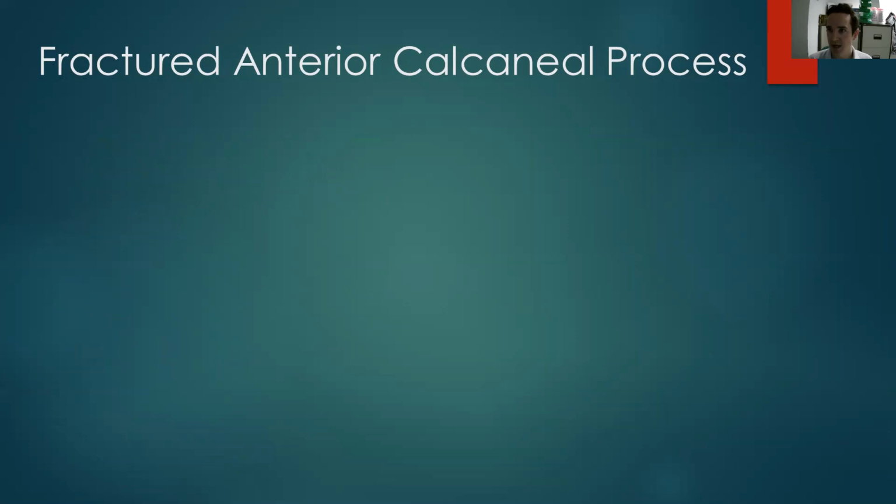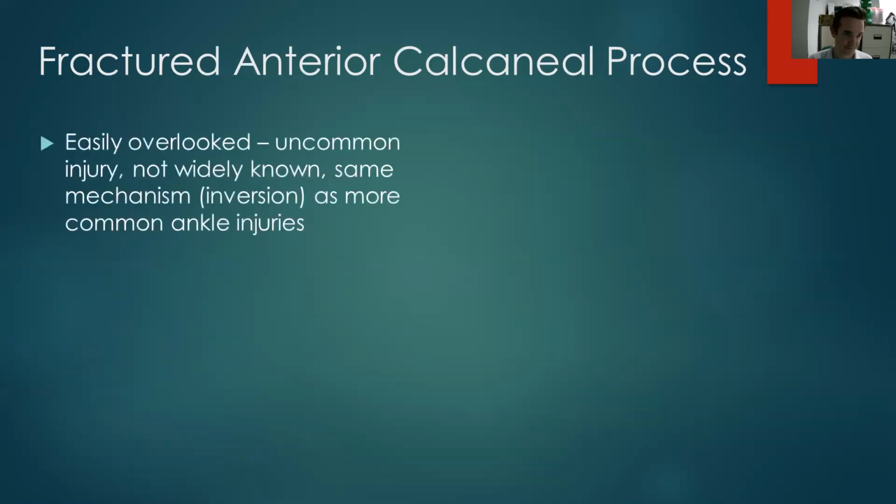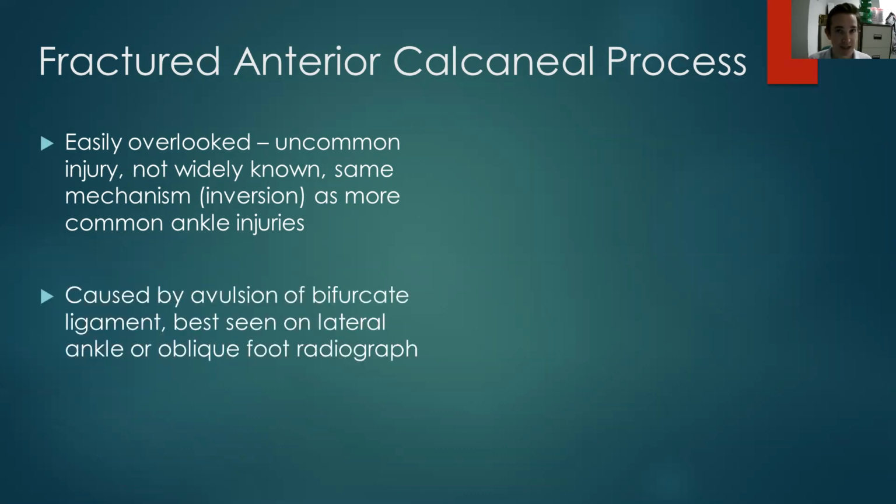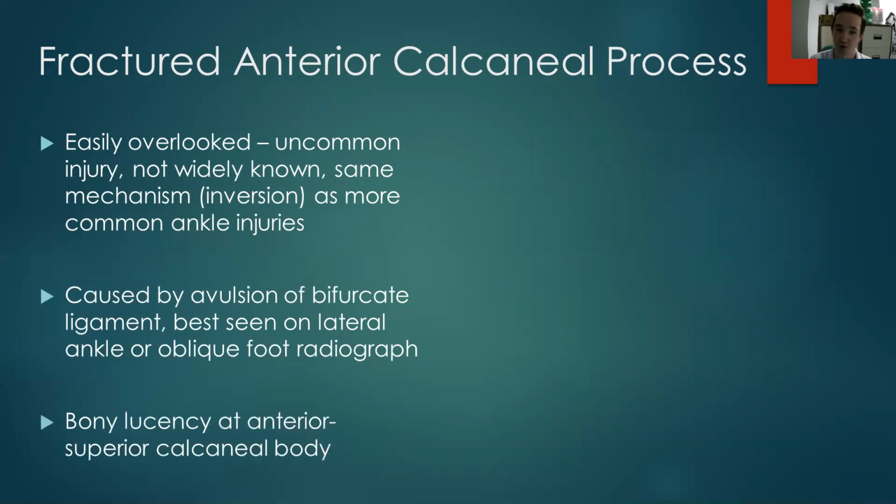So just a few more simple fractures to finish off with. Your anterior calcaneal process fracture, easily missed, very easily overlooked, simply because there's not a great awareness of this kind of injury. It's got a similar mechanism as our more common ankle injuries, so you will see them in your careers. It's caused by an avulsion of the bifurcate ligament as it attaches to the anterior superior aspect of the calcaneus. It only tends to be visible on two views, your lateral ankle and your oblique foot.